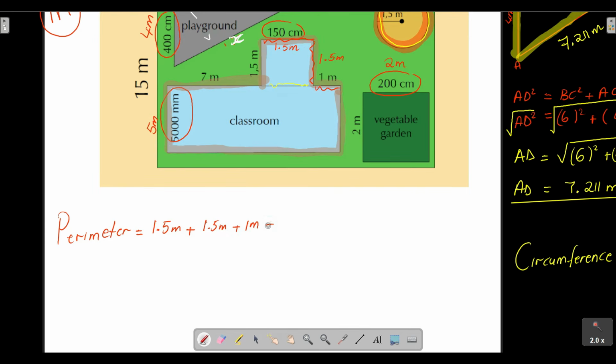It's 1 meter. Plus, we are going from there to there. It's directly opposite there, the 5. So this is also 5 meters. Plus, how do we get the total length there?